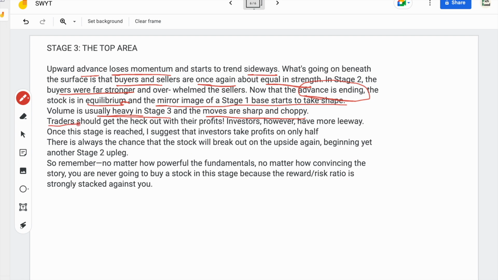Traders, the word is, get the heck out with their profits. Investors, however, have more leeway. He suggests that investors take profits on only half. Then he talks about the upside, that a breakout can also happen on the upside, beginning yet another stage 2 up leg. So what exactly is a stage 3? Is it a stage 3, or is it 1 and 3, or 1 in disguise? What is it exactly?